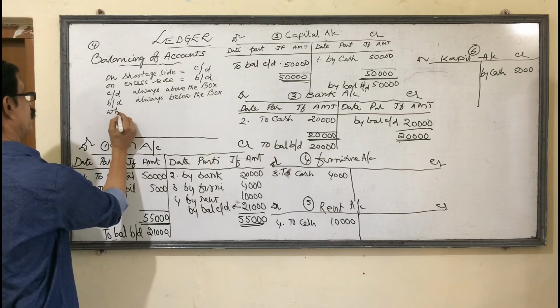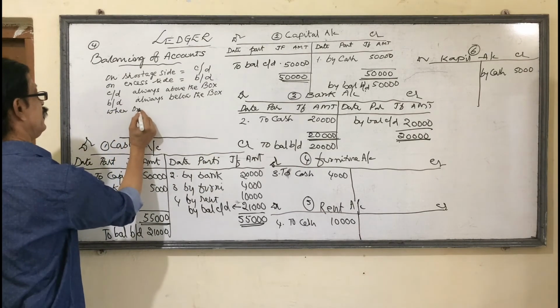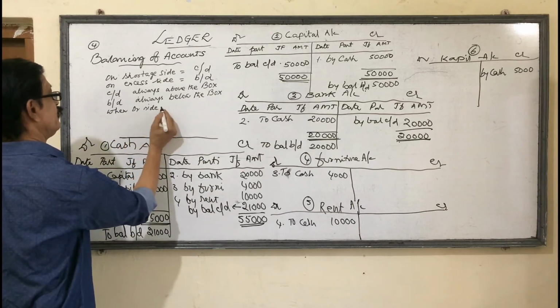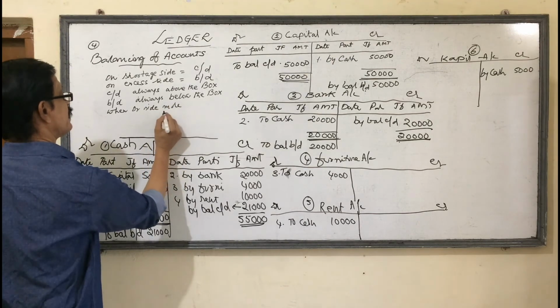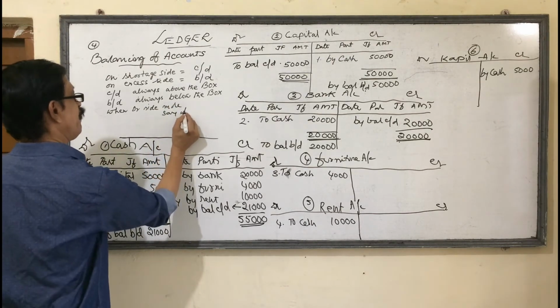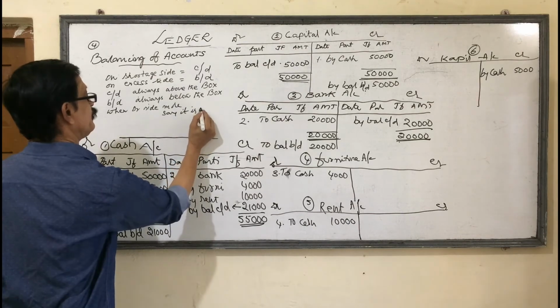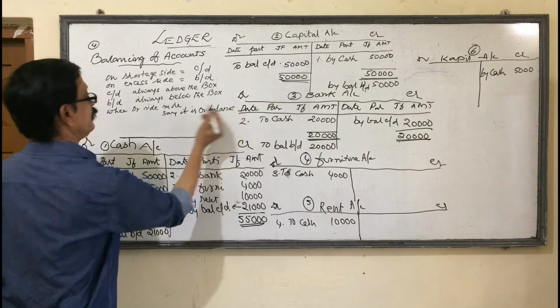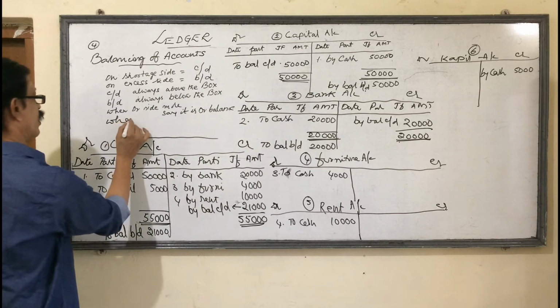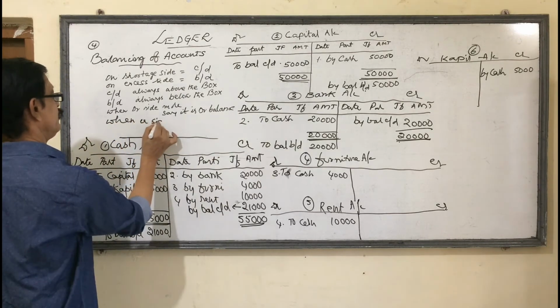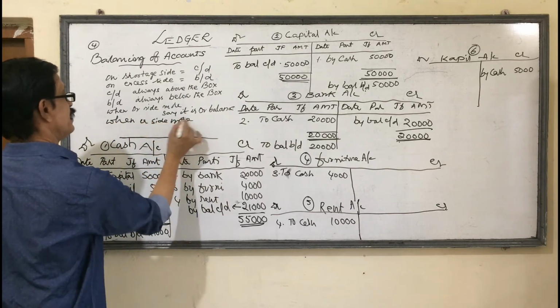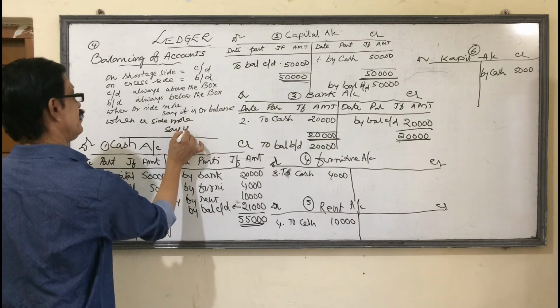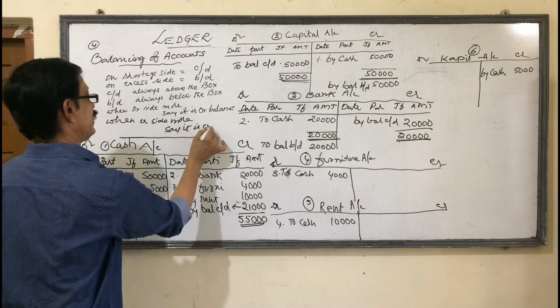When debit side more, say it is debit balance. When credit side more, say it is credit balance.